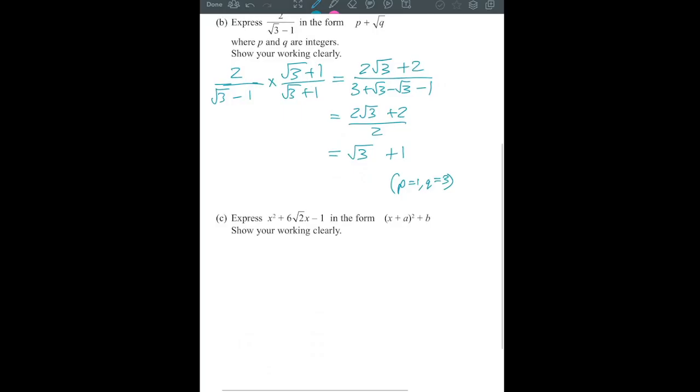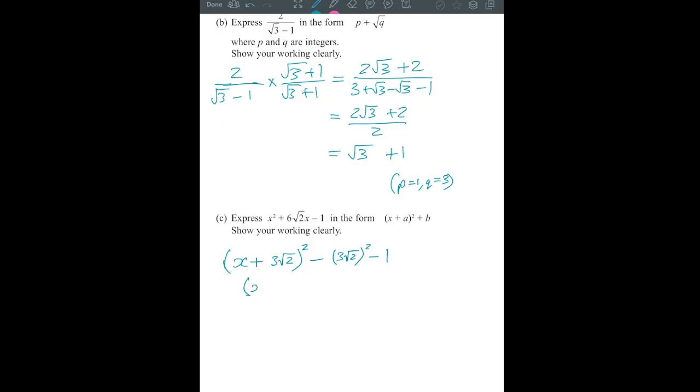And finally, express that in the form. Okay, so this is incredibly unpleasant actually. This is a complete the square, but with surds involved as well. So in our normal complete the square method, we halve the thing in front of the x. The 6 root 2 turns into a 3 root 2. Put it in a bracket squared, and then we subtract the thing we just wrote squared. We subtract off the 3 root 2 squared.